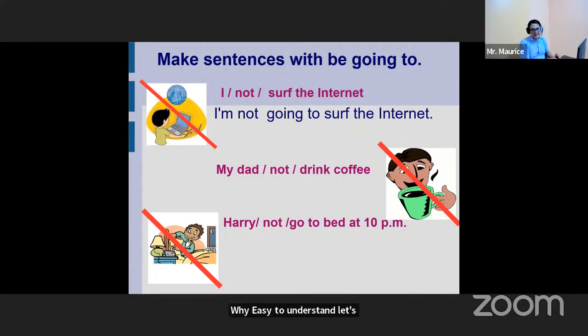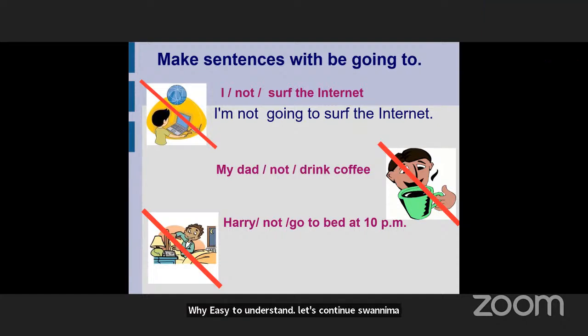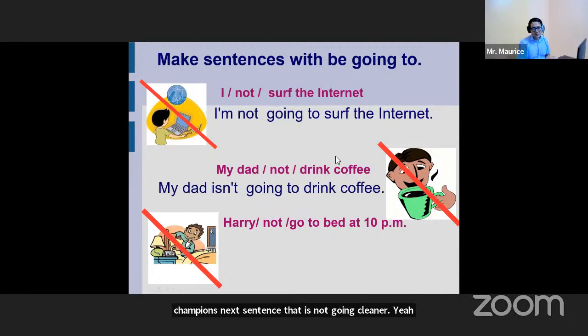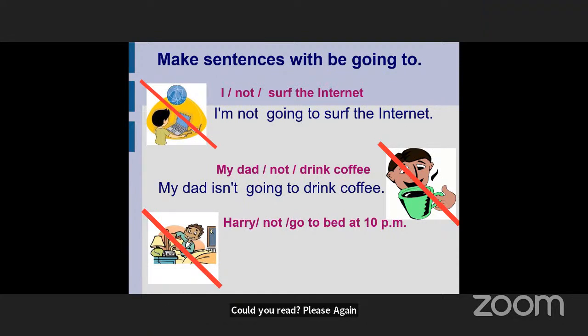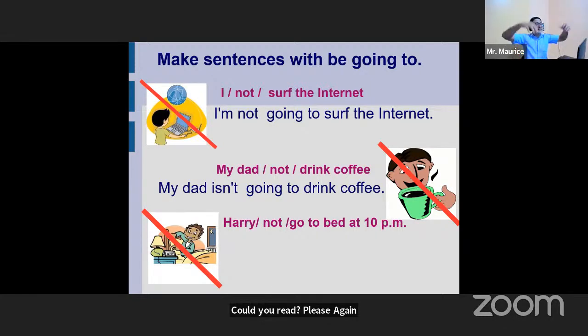Swani Merchant, please. Next sentence. That is not going to drink coffee. Good. Could you read, please, again? That is not going to drink coffee. Correct. So we can use that contraction. We said isn't. Isn't or it's not. But when we have to speak, native speakers commonly use contraction like the word isn't. Isn't. Okay? Let's continue.